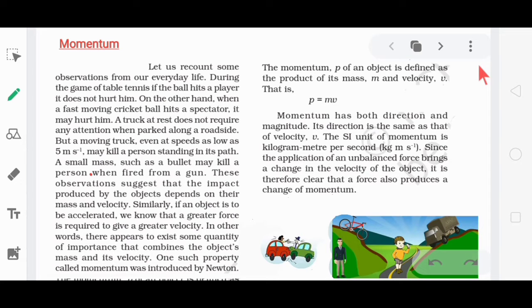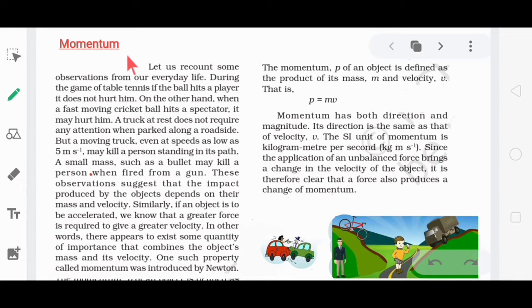Jai Hind students. In the previous video we discussed Newton's first law of motion. Today we will begin the second law of motion, but before that we have one more physical quantity, which is momentum.